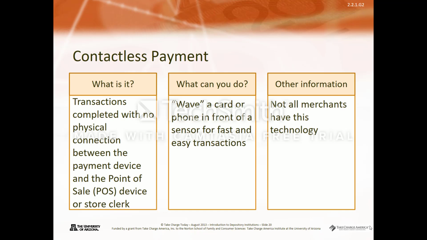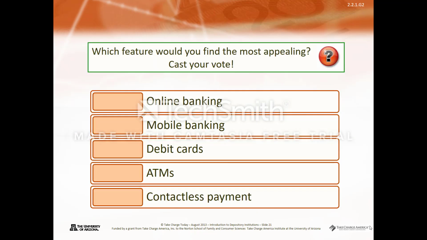And it works as if it's your debit card. Your card is obviously you wave it in front of the machine, the sensor, and it's for fast and easy transactions. I don't really use this a whole lot, but it definitely is a service that banks provide. So of these, what's the most important?